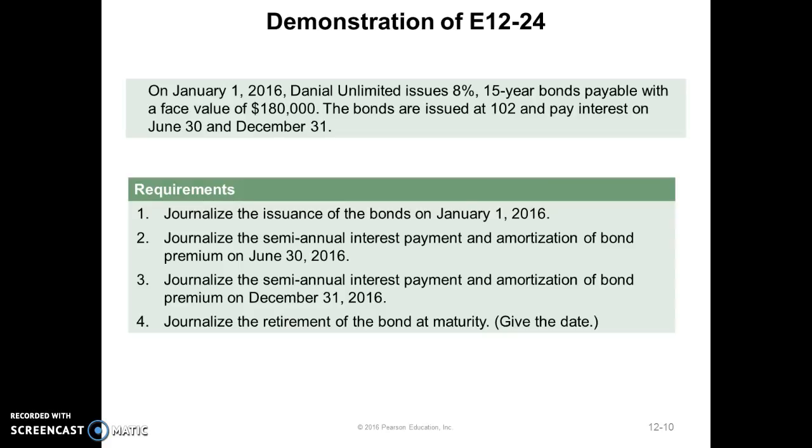So, here, on January 1st, 2016, Daniel Unlimited issued 8% 15-year bonds payable with a face value of 180,000. The bonds are issued at 102 and pay interest on January 30th and December 31st. So, when this says the bonds are issued at 102, 102 means that we paid like 2% more than the par value.